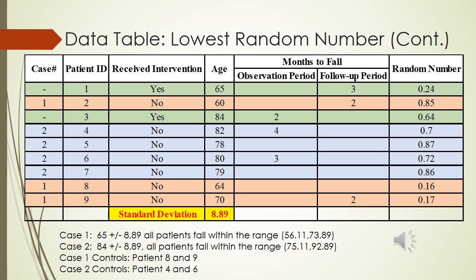And we'll be identifying some controls as well. In case 1, the controls will be patients 8 and 9, and the reason for this is because they have the lowest random numbers. Similarly for case 2, patients 4 and 6 will be assigned as the controls. They also have the lowest random numbers.